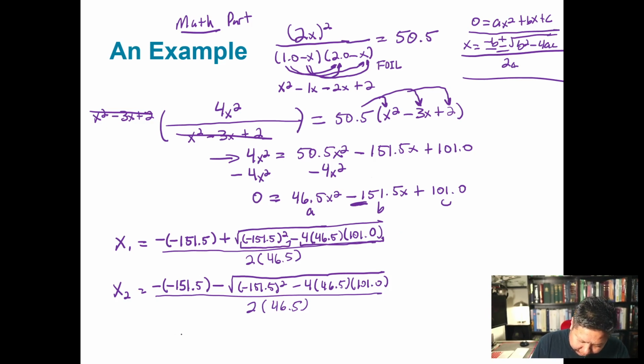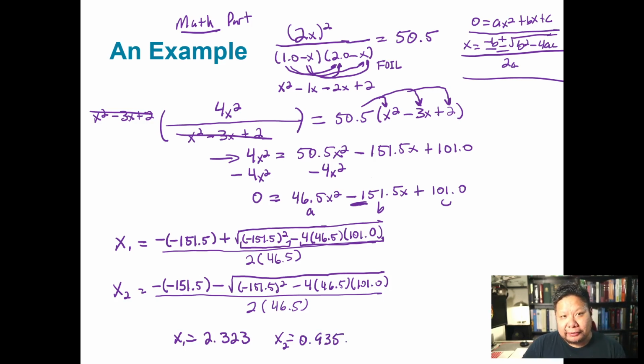x you get will be x equals 2.323, right? And then the second one you'll get is x equals 0.935, right? And so once you solve for x using the quadratic equation, that's what ends the math part, okay? So now we've ended the math part of solving this problem.